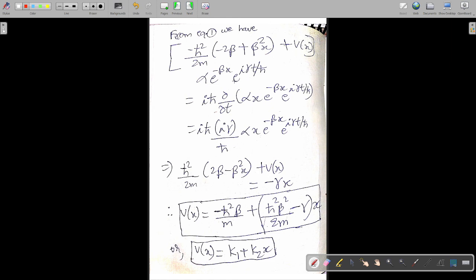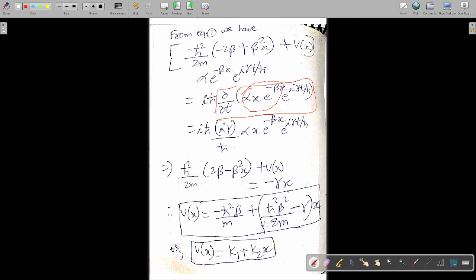Now it is quite evident that I will take del by del t of this thing. Now when I take del by del t of this thing, it is very much visible that this term will be treated as constant, as they are functions of x only, and we are taking partial differentiation with respect to t.